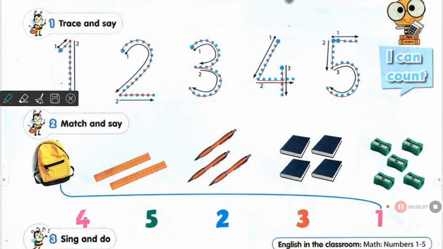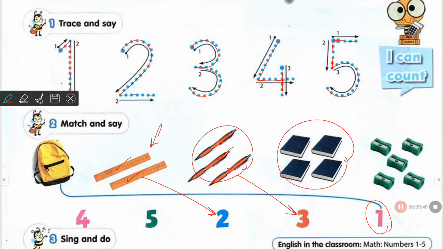Number two, match and say. Here we will count. What is the meaning of count? We will count the things in front of us. Look here. There is one bag. One. Count rulers here. How many rulers here? Number one. Two. Where is number two? Yes, match with number two. How many pens here? Count, please. One, two, three. Yes, match with number three.